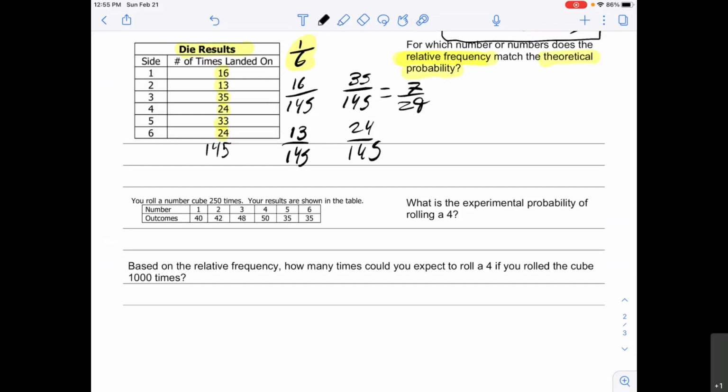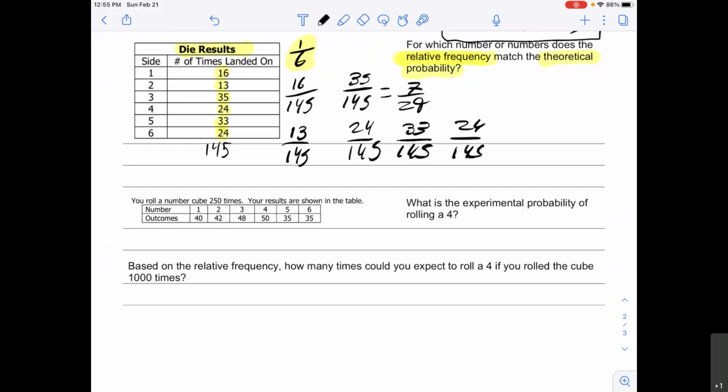Looking at these two, I don't think that there's going to be anything that goes into both of those as well. If I try 145 divided by 3, I get a decimal. So that means this number isn't simplifiable either. 33 divided by 145 is not simplifiable. And then 24 over 145 we already determined was not simplifiable.